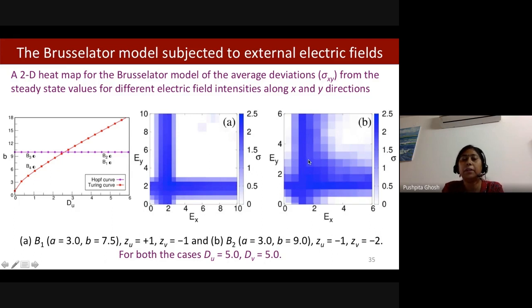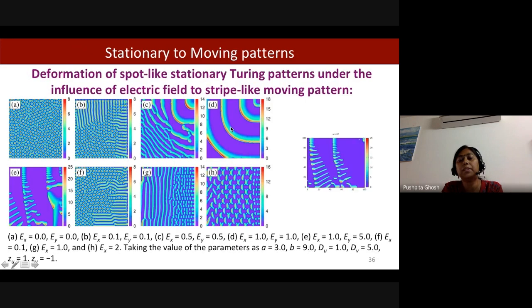So now digging a little bit more into the other points which are already in a Turing region, we also wanted to see how versatile this effect of electric field intensity is. From the spot-like structures, what we realize is that it develops very interesting moving patterns. One of them is shown here as a movie. You could see it's coming up, it's breaking, and then again it's moving.